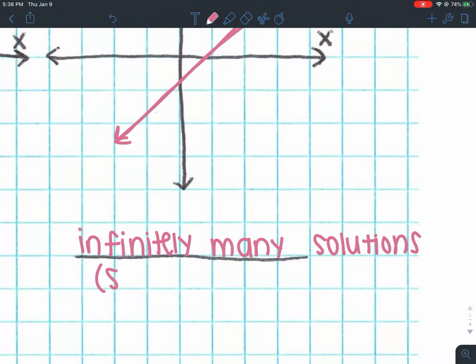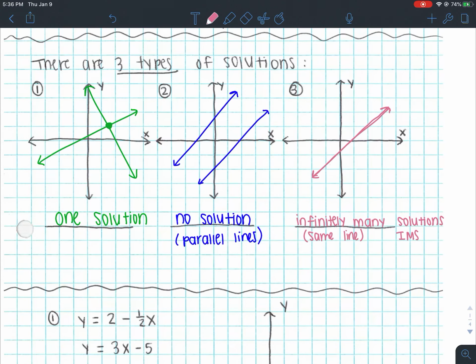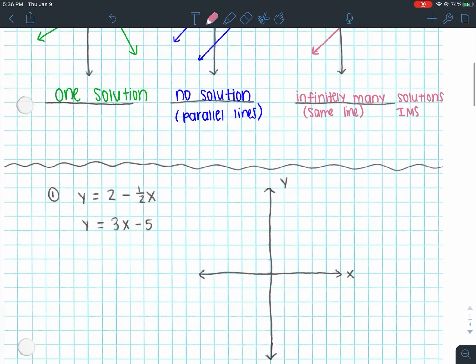This happens if we have the same line. And we can shorthand this by saying IMS for infinitely many solutions. Okay, so those are the three types of solutions that we will see.